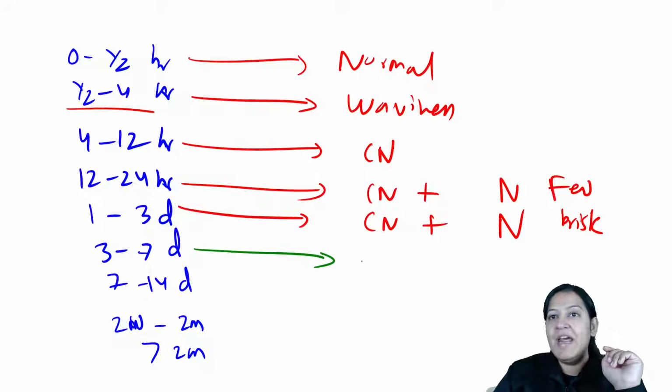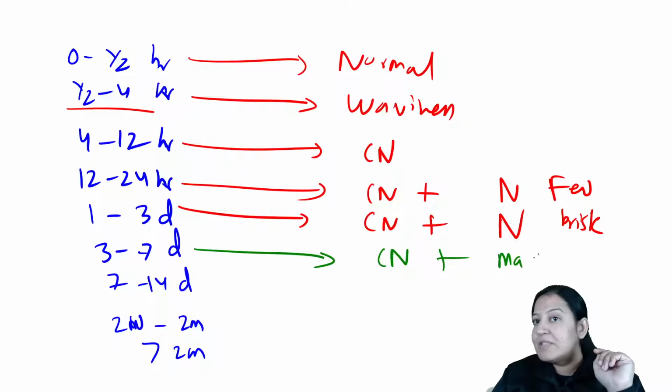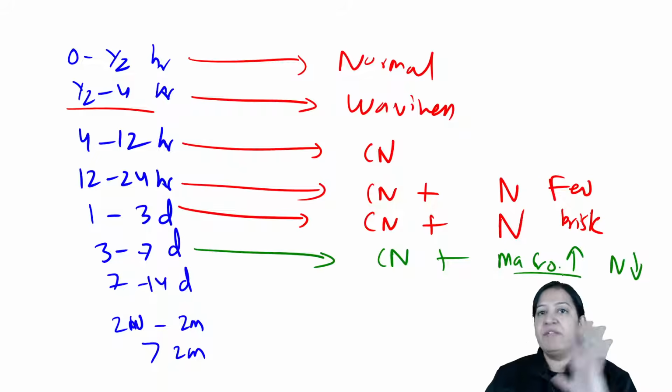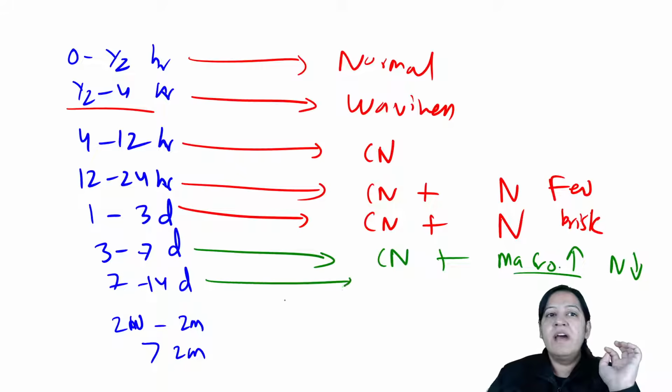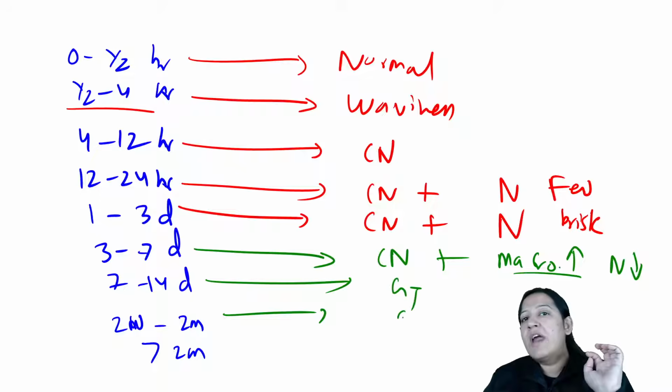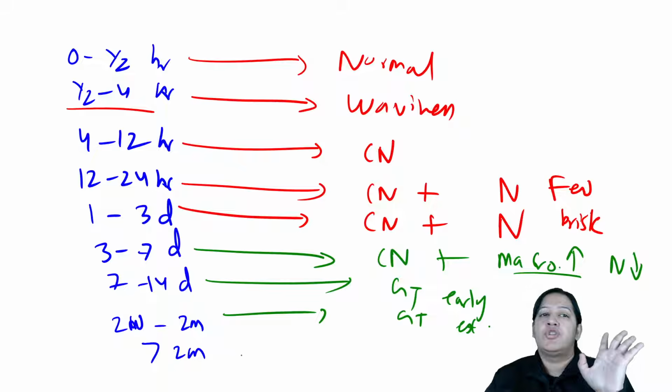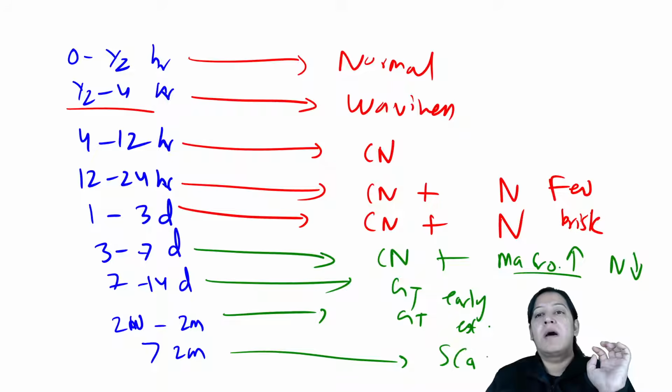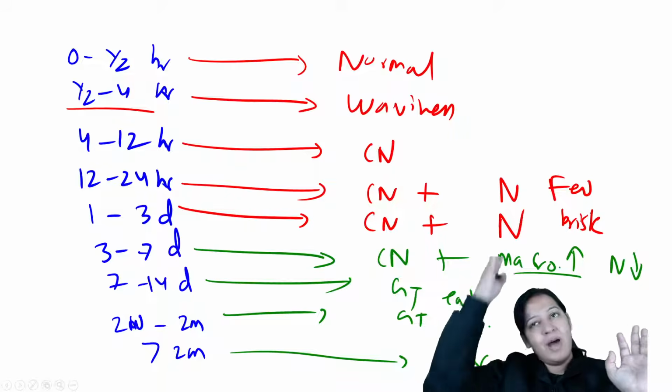Now from the third day, along with coagulative necrosis we get macrophages also. The macrophages will appear. Neutrophils will decrease and macrophages start increasing. Macrophages will eat the dead muscle. Then comes granulation tissue, early granulation tissue and established granulation tissue. And last comes the scar. The last thing is the scar. So that is how you have to learn it.